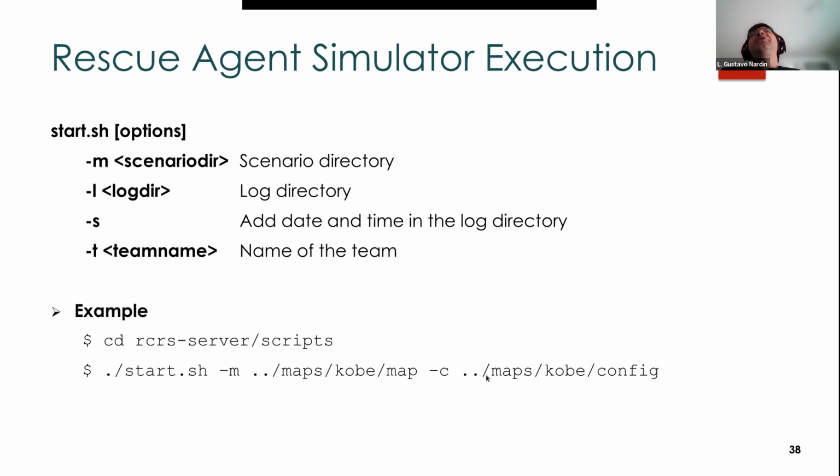So under each one of these, what we call maps, we should call scenarios. Under each one of the scenarios, we have the map, and we have also a set of configuration files that define the properties of that specific scenario. In this case here, we are running the code map. It will run the server.